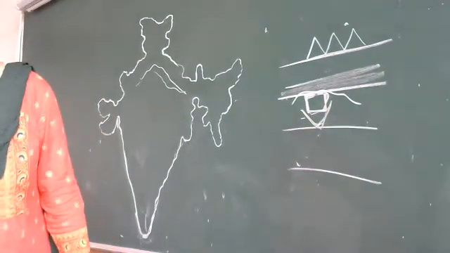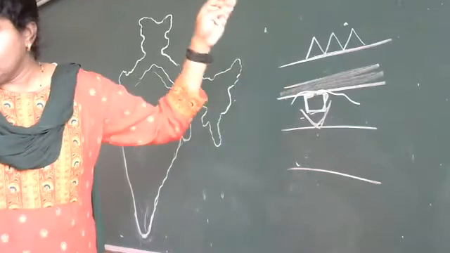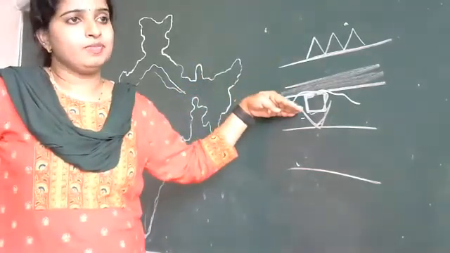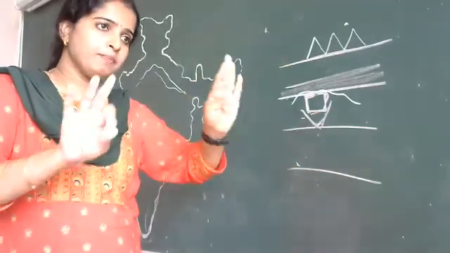The Satpura and Vindhya Hill ranges are located in the north. They separate the plateau from the northern plains. It separates this plateau region and the northern range.